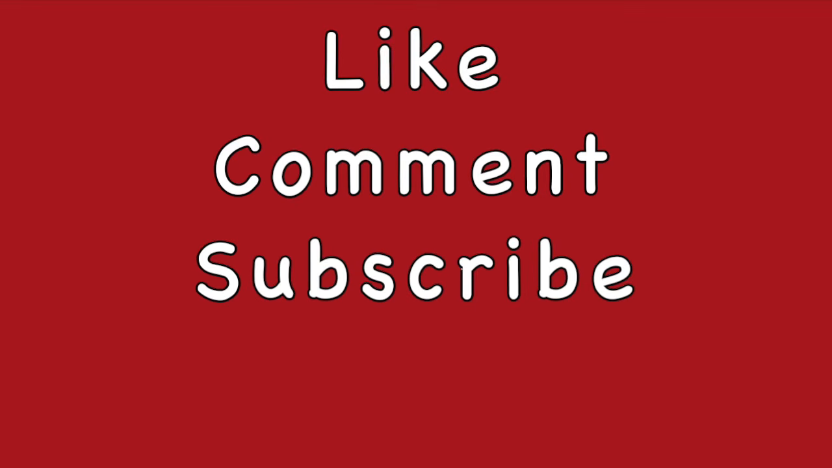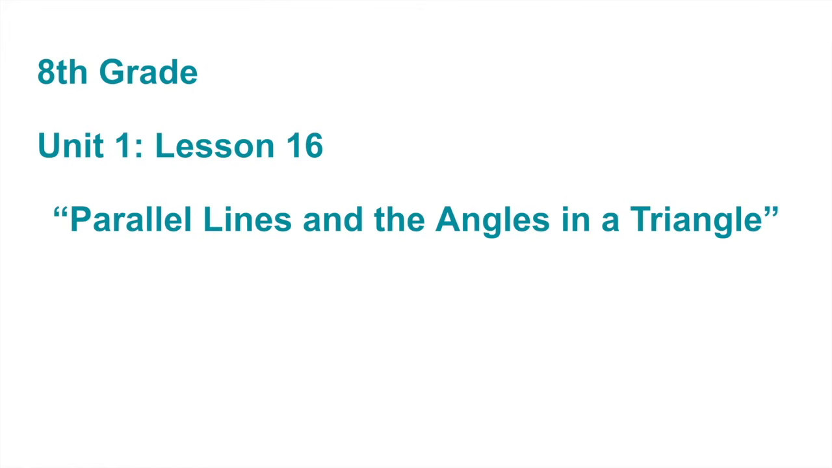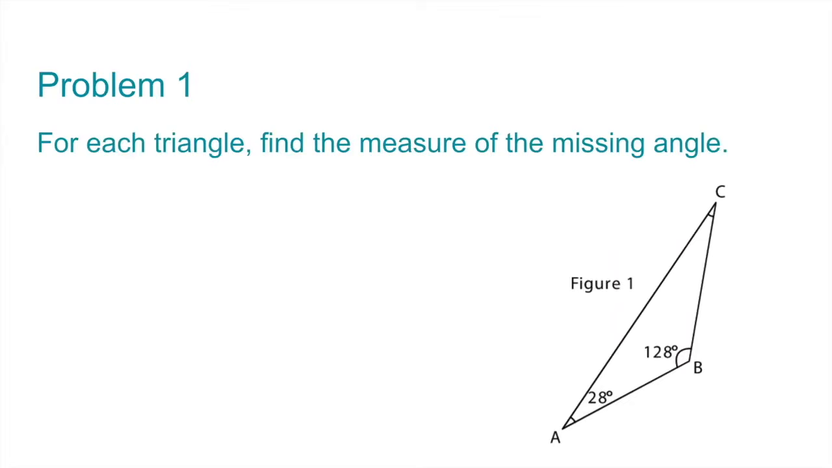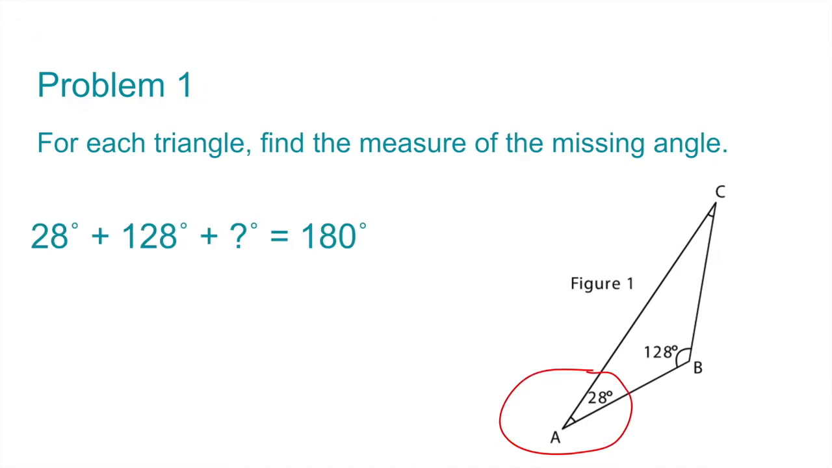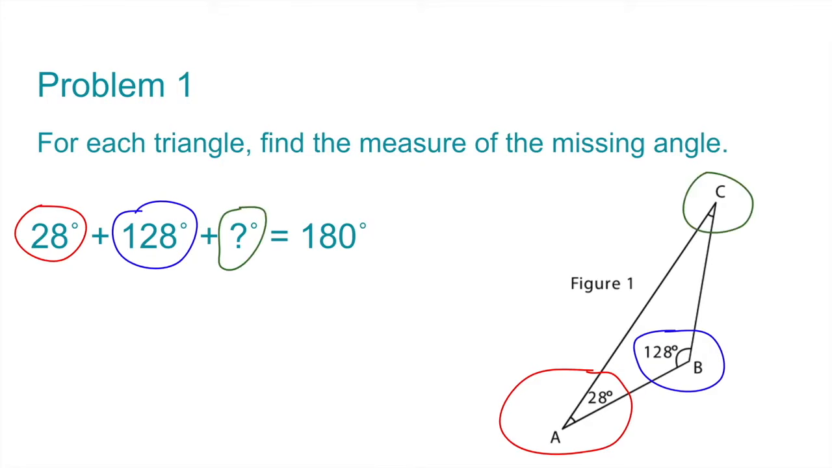See you next time. 8th grade, Unit 1, Lesson 16, Parallel Lines and the Angles in a Triangle. Number 1. For each triangle, find the measure of the missing angle. The missing angle in Figure 1 is angle C. Angle A is 28 degrees, so 28 degrees plus angle B, or 128 degrees, plus the missing angle C will total 180 degrees.